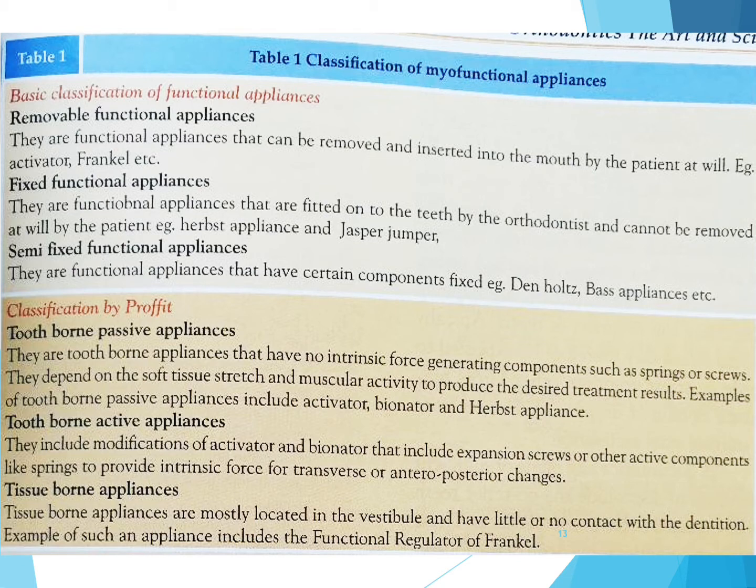The second one is tooth-borne active appliances. They include modifications of the activator and bionator that include expansion screws or other active components like springs to provide intrinsic force for transverse or anteroposterior changes. The final one under the classification by Proffit is the tissue-borne appliances. These appliances are mostly located in the vestibule and have little or no contact with the dentition. An example of these appliances is the functional regulator of Frankel.